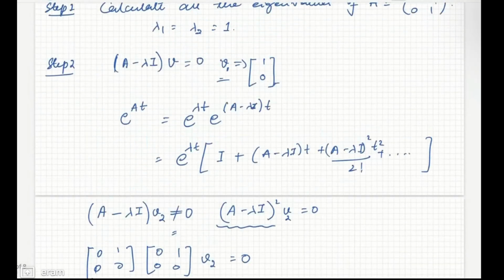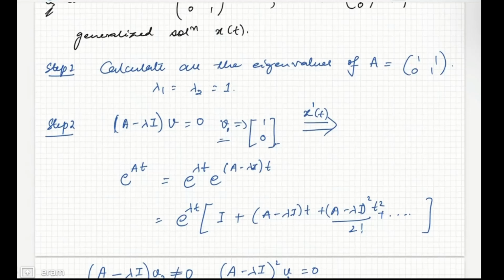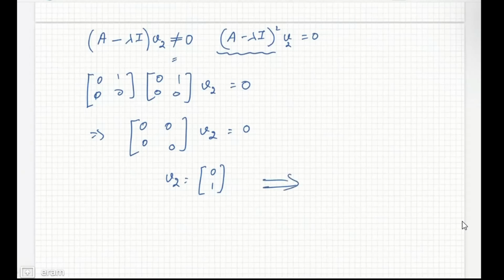Now the solution corresponding to this one, x1(t), can be given as e to the power lambda t, and lambda is 1, so it is e to the power t times 1 0. And now x2(t) we can find. Lambda is the same, so e to the power t 0 1. Oh sorry, no, we have to find this.